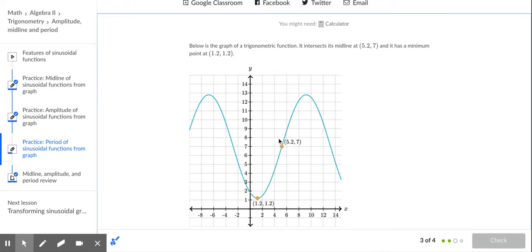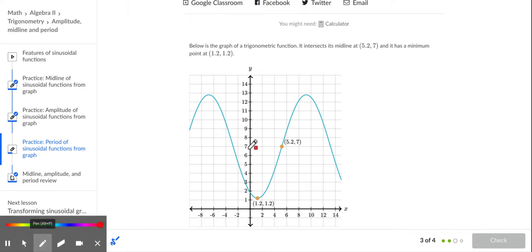But notice that's 4 things. Here to here, to here, to here, to here. 4 parts of the graph. And they're all equidistant. They're all the same distance from each other because these graphs are very symmetrical. So I need 4 times the x distance between these 2 points, because I have 4 pieces of my graph before I get back to a minimum again.